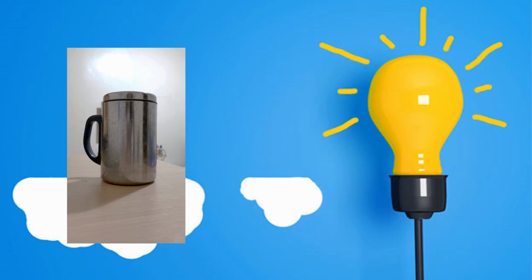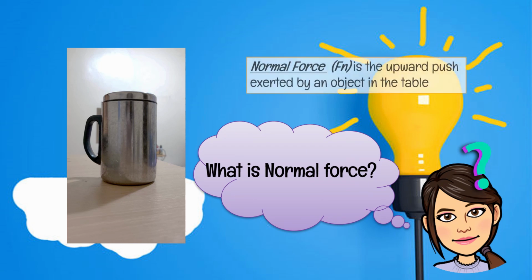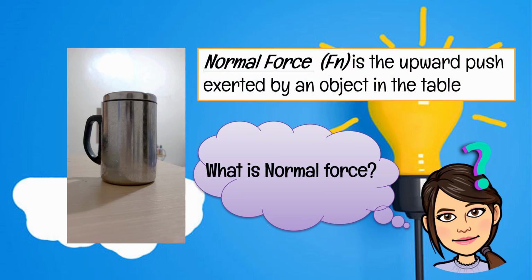let's identify again what is normal force. Normal force, which has a symbol of capital letter F and small letter n, is the upward push exerted by an object on the table. So the normal force is the force that pushes an object upwards. So any object that is on the table has a normal force.